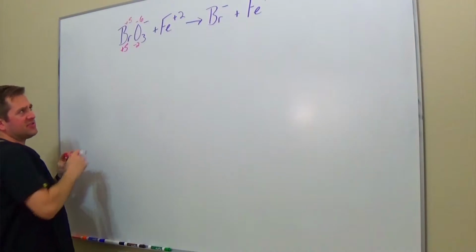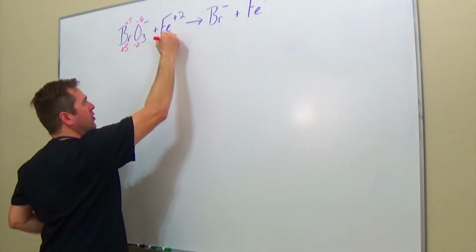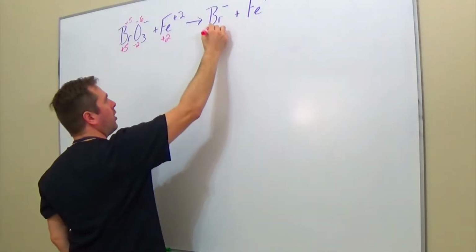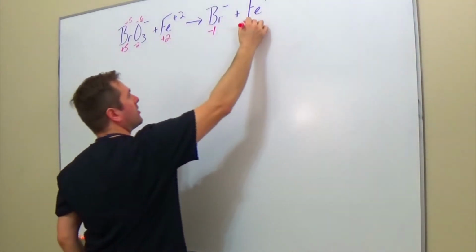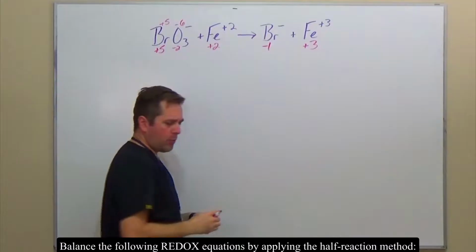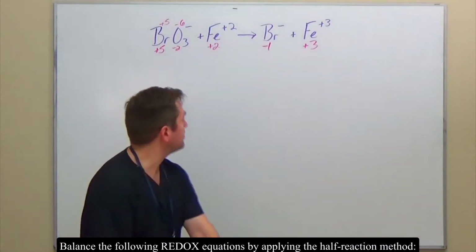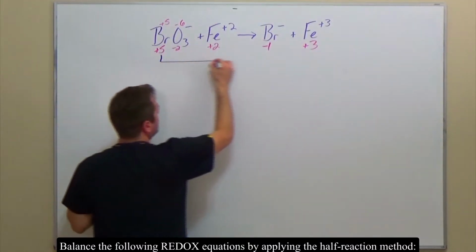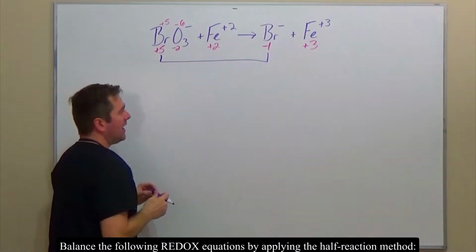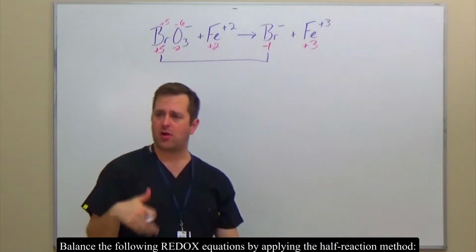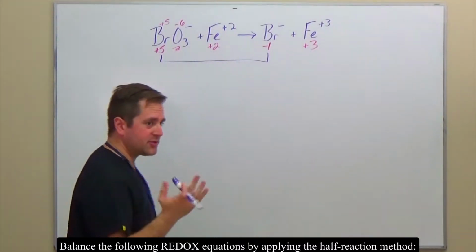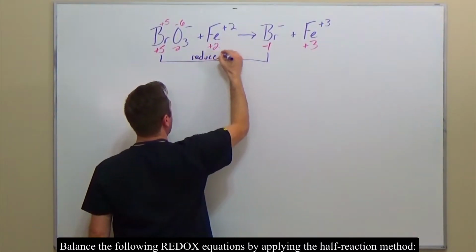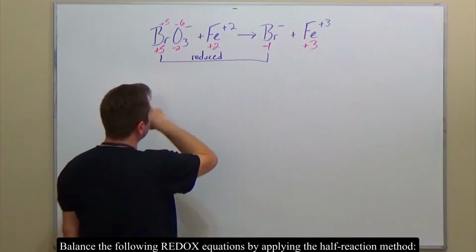All right? This is just iron 2 with a +2. And then this is the bromide ion with an overall -1 charge. And then iron 3. Okay, what happened? You could see what happened to the bromine. It was positive and became negative. It gained electrons. So therefore, it is reduced. Reduction happened, okay? Oxygen we'll skip.